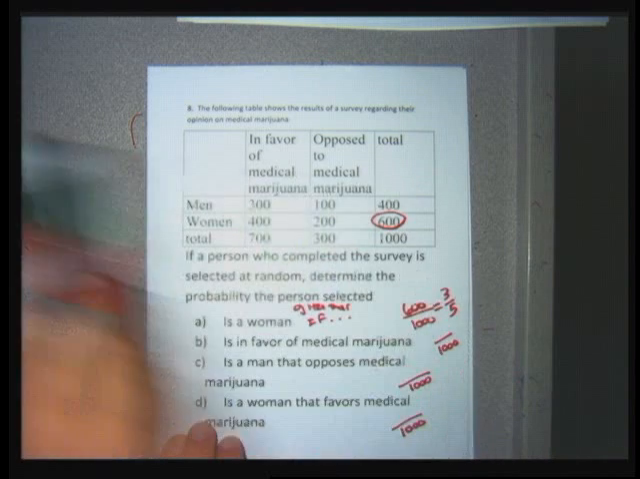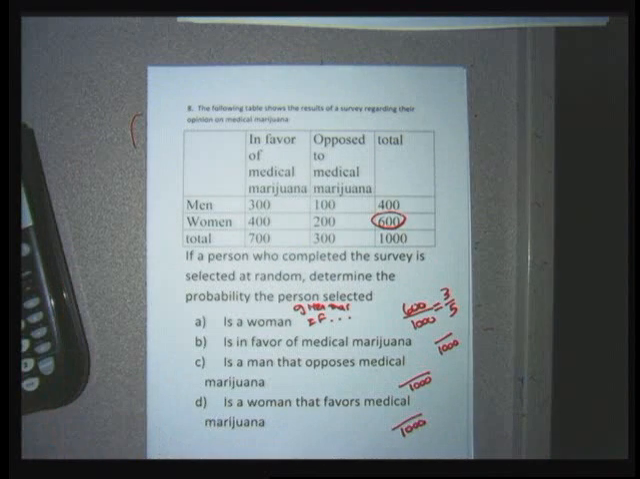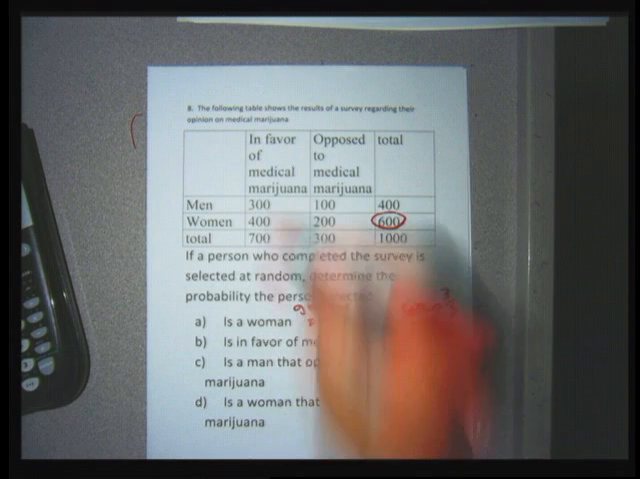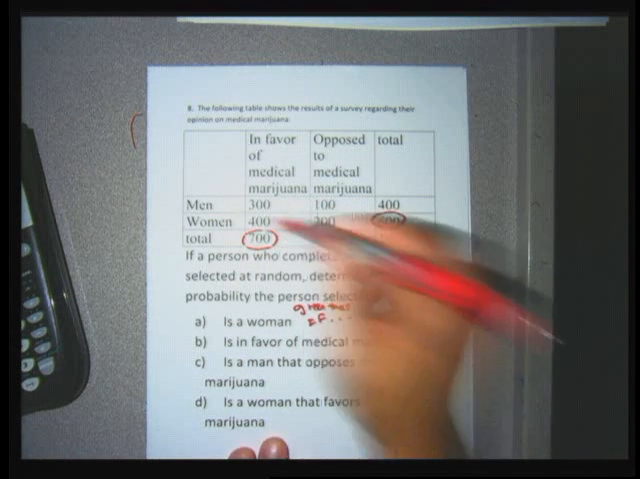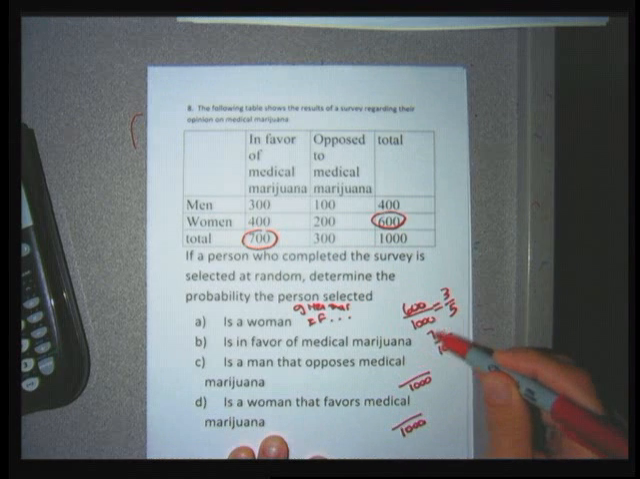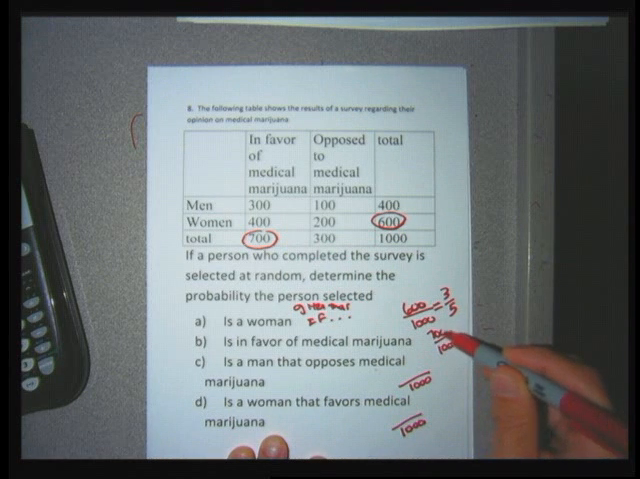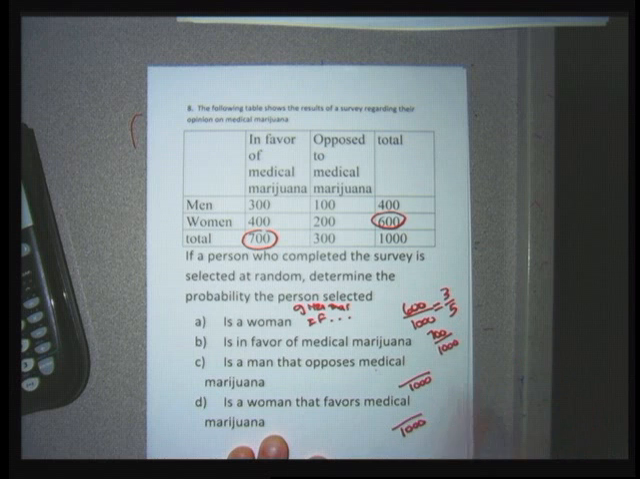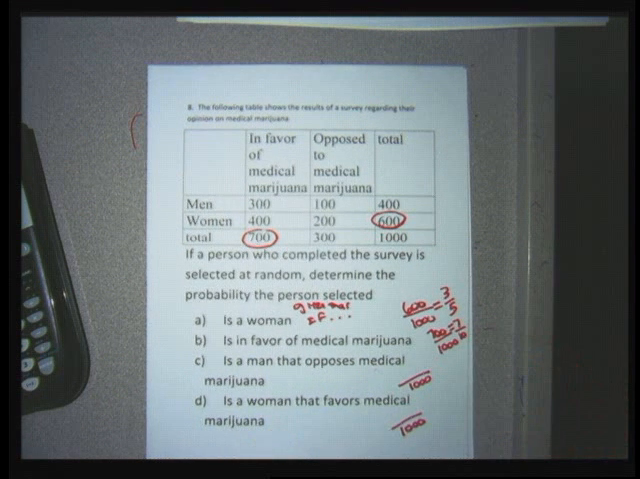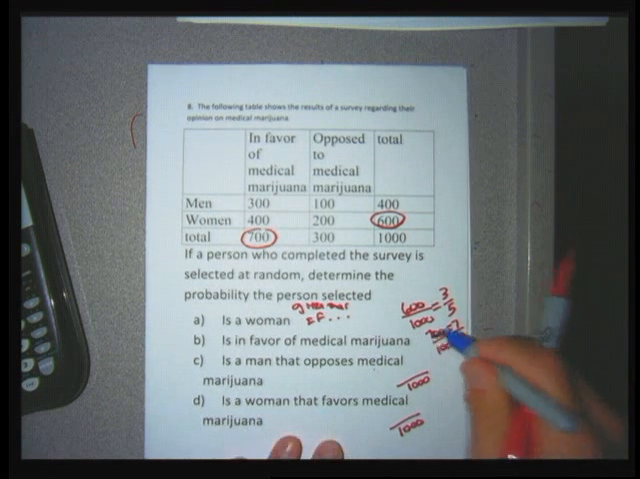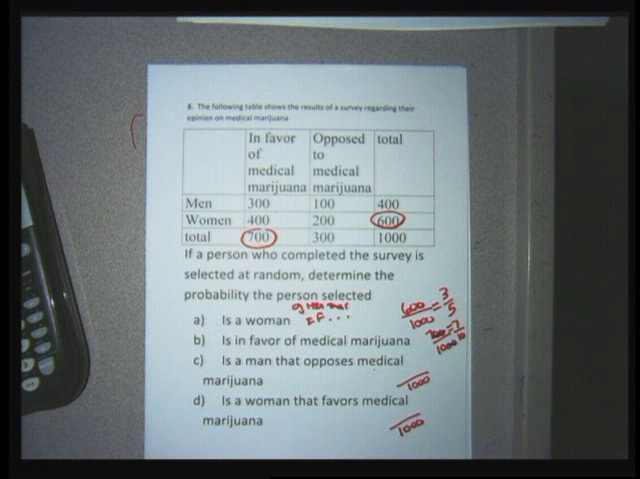For part B, I want to find the number of people that were in favor of medical marijuana. There were 300 men and 400 women for a total of 700 people in favor. So the numerator for part B is 700. I can reduce this fraction without my calculator because I can just delete 2 zeros from the numerator and 2 zeros from the denominator and get 7 over 10. So the answer for part B is 7/10.